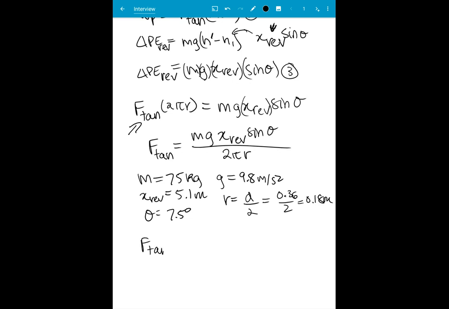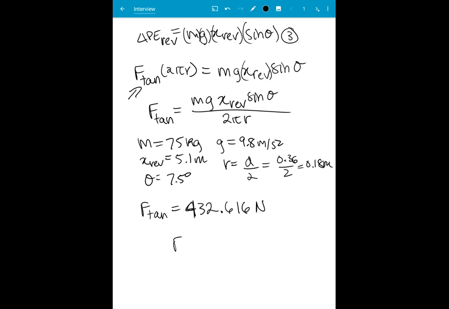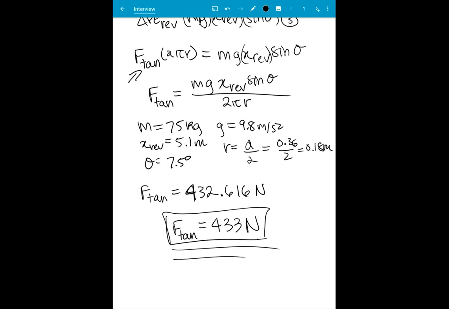So if we plug all of that into our equation, what we end up getting is that F tan is equal to 432.616 newtons. Now, if we were to round for significant figures, what we get is that F, the tangential force, is equal to 433 newtons. And I'm going to go ahead and box that off, right? So, that should be all. That's parts A and B solved. Alrighty.